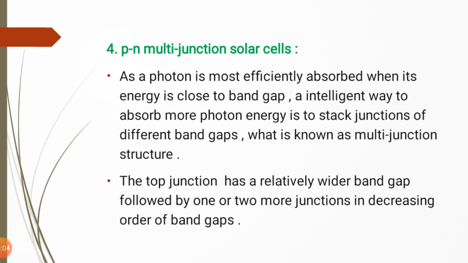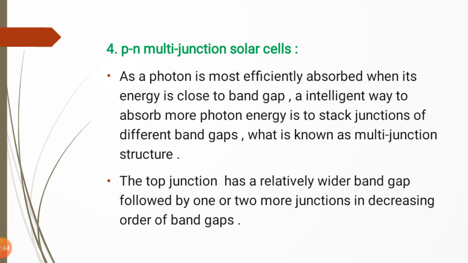And an intelligent way to absorb more photon energy is to stack junctions of different band gaps. If we stack materials with different band gaps, there is a higher probability of absorbing more photons, so that the energy of the photon is nearly equal to the band gap of some material. That means there is variation in the photon energy, so if we use materials with different band gaps, we are able to absorb the maximum photons and generate the maximum electricity. So this is known as the multi-junction structure.